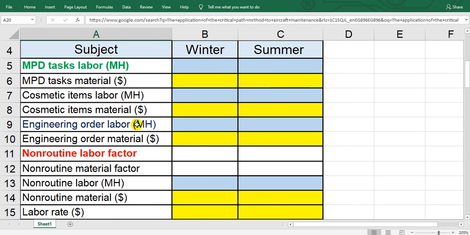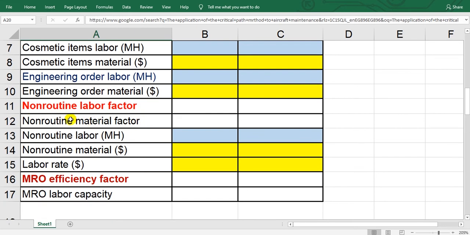We go after that to the non-routine. I don't know what the non-routine will be, but you must estimate the non-routine labor factor and the non-routine material factor. I prefer to make the factor 2 and 2. For non-routine labor, take the routine from the MPD, multiply by 2, and you get the man hours and the materials, okay?